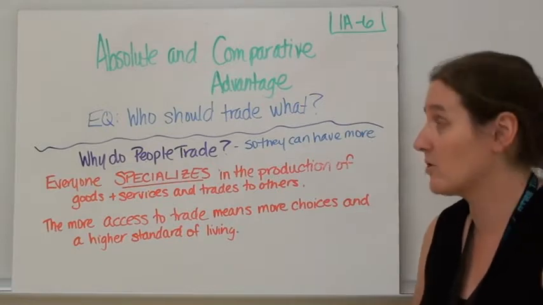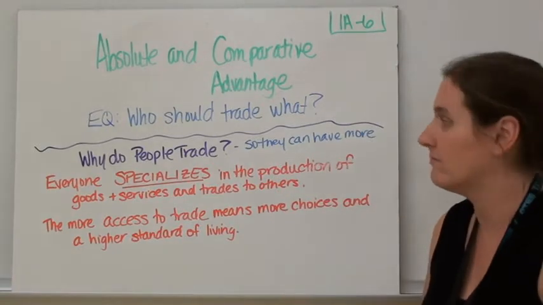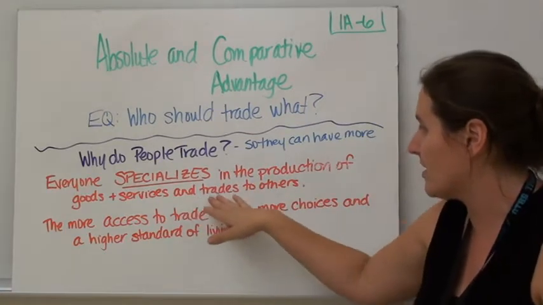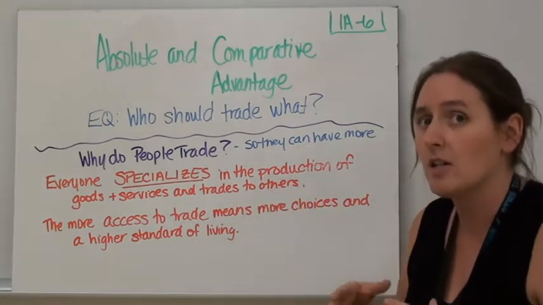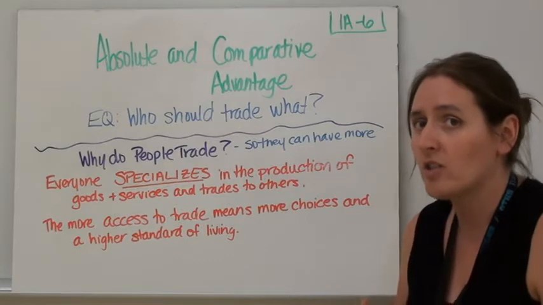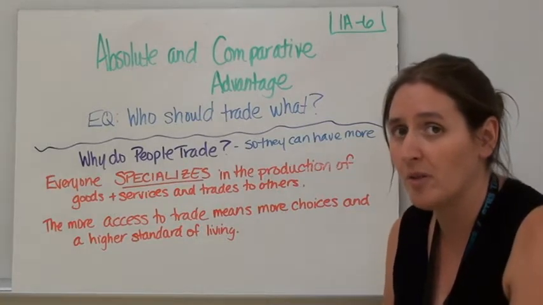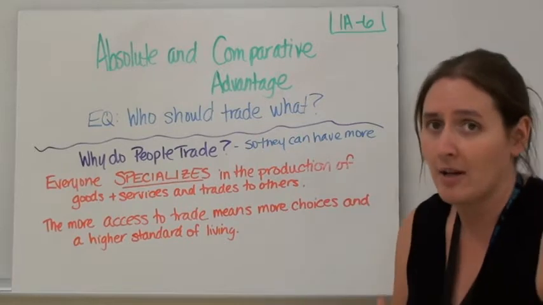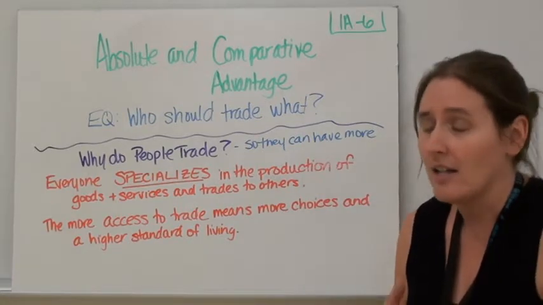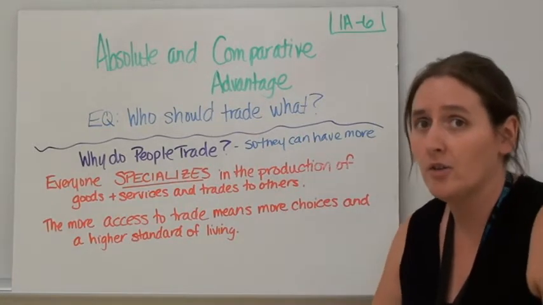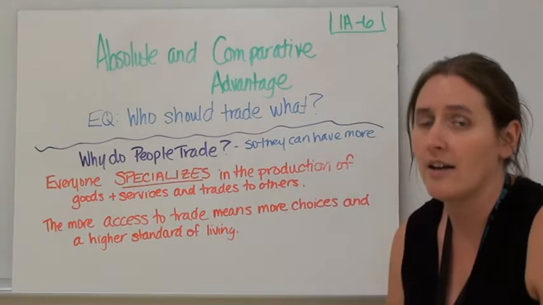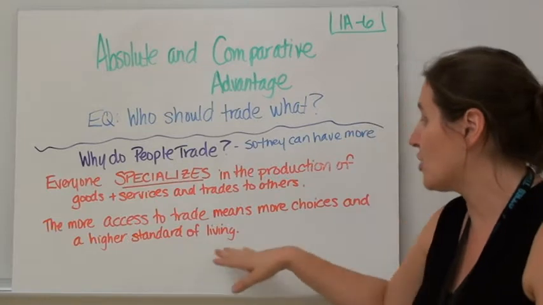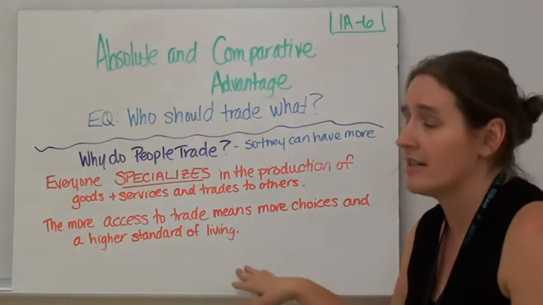So why do people trade? So they can have more, okay? Everyone specializes in the production of goods and services and trades to others. So we specialize in a certain area and then we trade that good to other people. So I specialize in teaching, and in return I get paid. That's my trade. And then I use that money to buy other goods, clothes and food and entertainment items and things like that. The more access to trade means the more choices and higher standard of living.